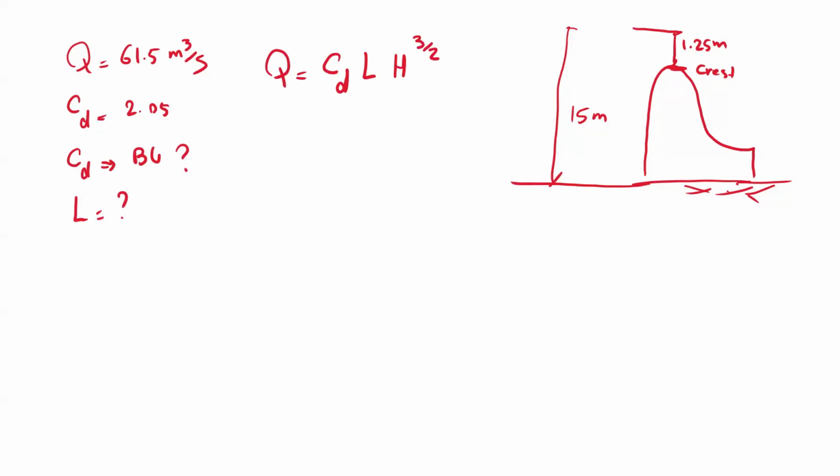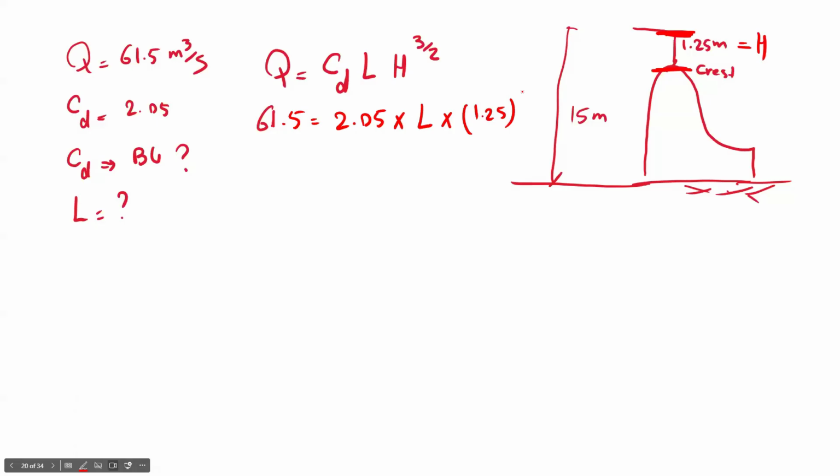I think I have all the information except L. CD is here. I don't have L. And for head, I need this one. Head is everything above the crest. That's your head. 1.25 over to 1.5. So L should be around 21 meter. So the 15 doesn't have anything to do with it. It's just extra information.